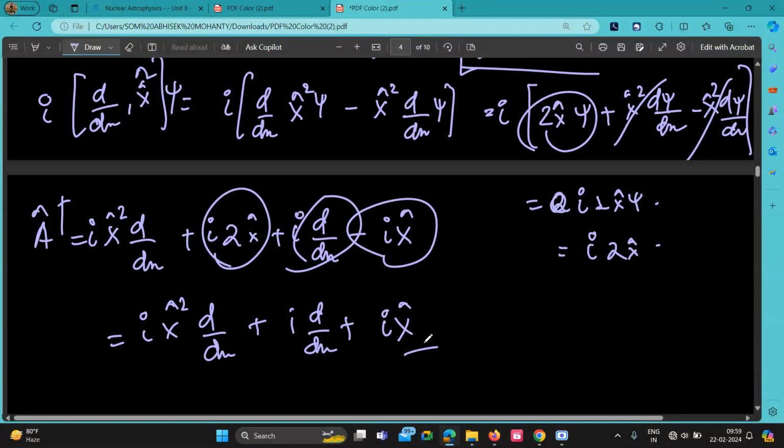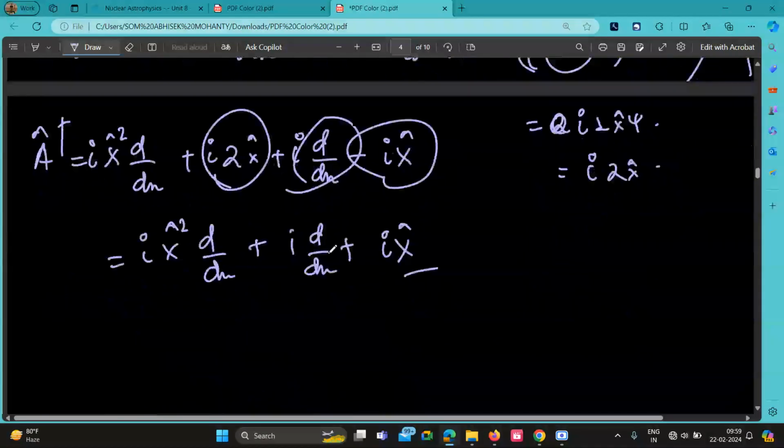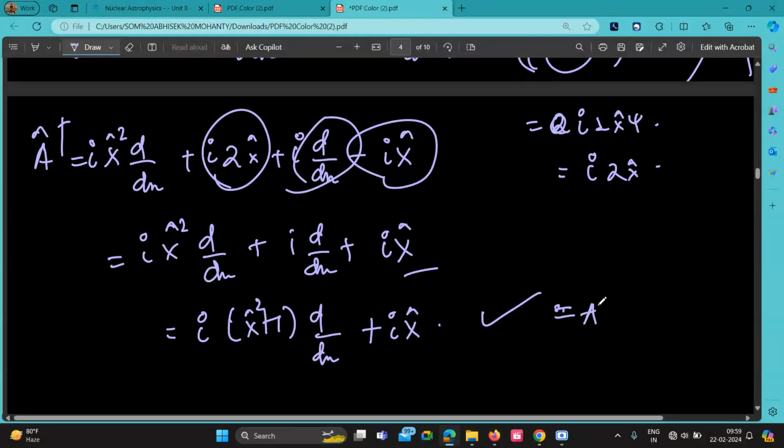So this is what A is, isn't it? This is also A. I've just opened the bracket here. So i (x square plus 1) d by dx plus ix cap. So this is your what? A. So A cap is what? Hermitian, isn't it? Clear? Okay.